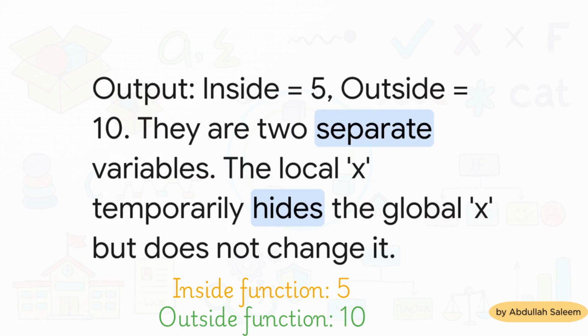So when we check again from the outside, we're back to seeing the original global x, which is still 10. The local variable just temporarily hides the global one. It never actually touches it.